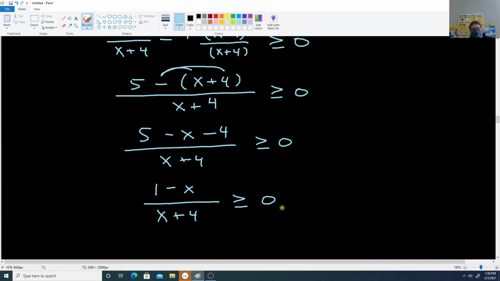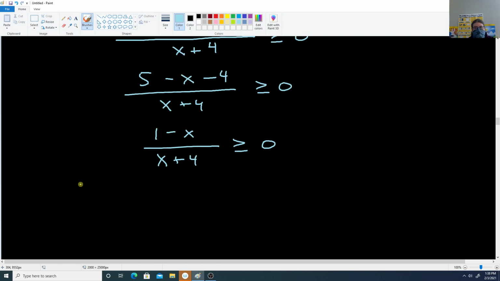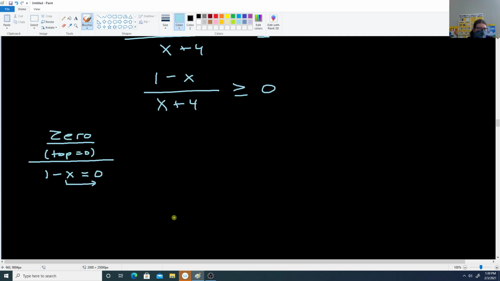So this is the simplified form we need to get down to before we start figuring out who we are going to use for our chart. We'll look at the expressions that make it 0. This is going to make the top of the expression 0. So the top of the expression is 1 minus x. Let's just set it equal to 0. I add the x across, and we get 1 equals x is our 0. That makes the top 0.